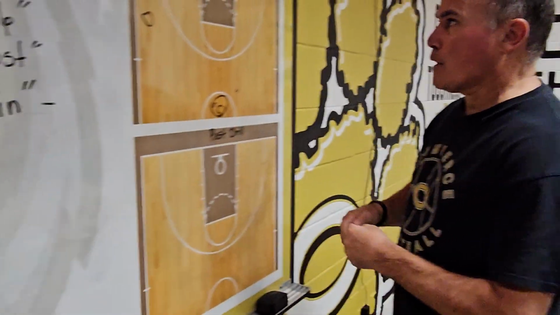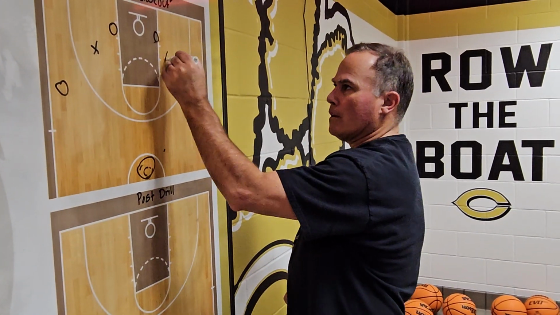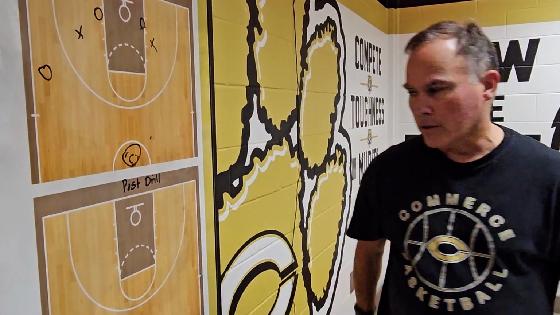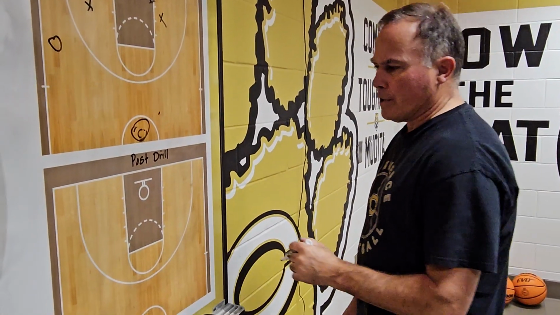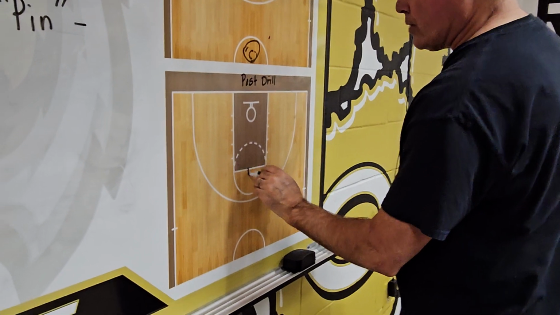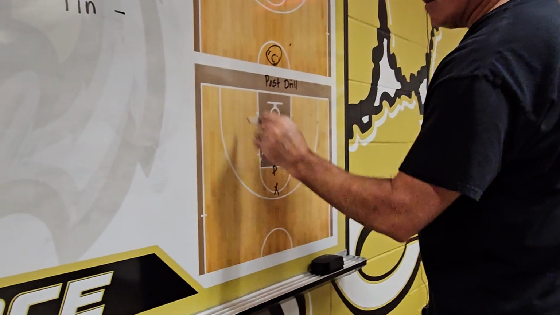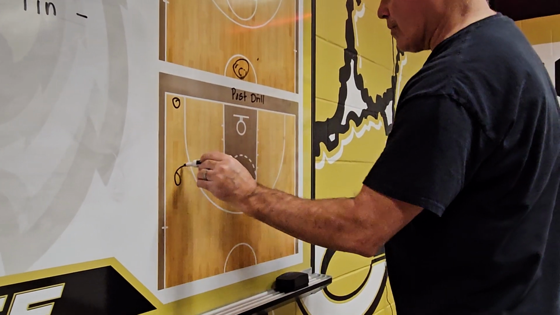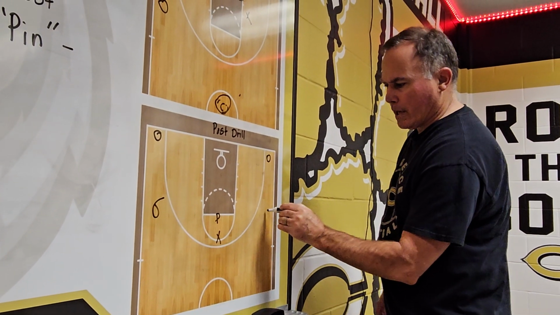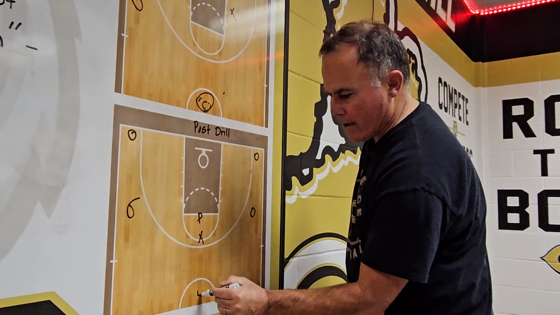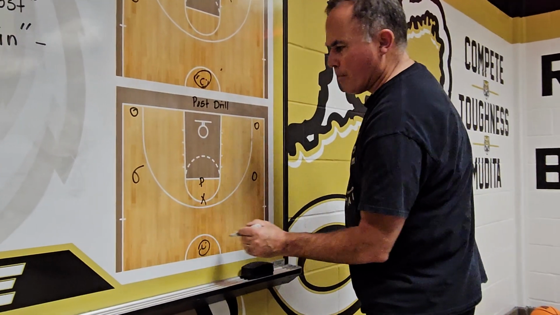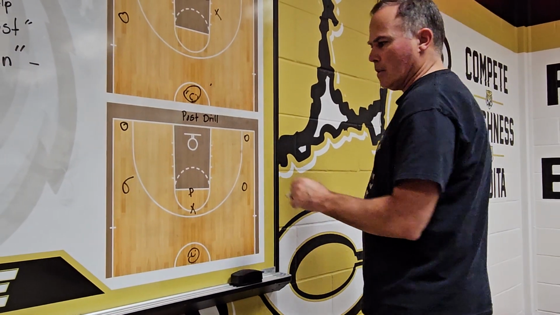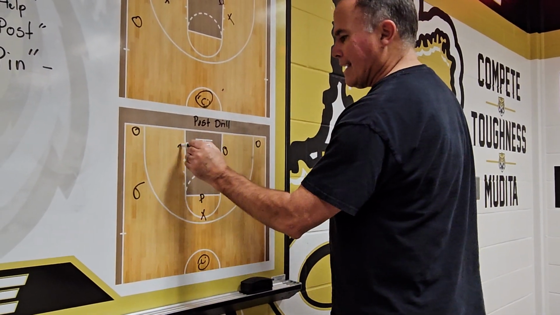The final drill that we do is what we call the post drill, Coach. What we're trying to do is we have a post here. We have a player here, and another corner player, wing. We have a coach right here, and we have another player here and here.